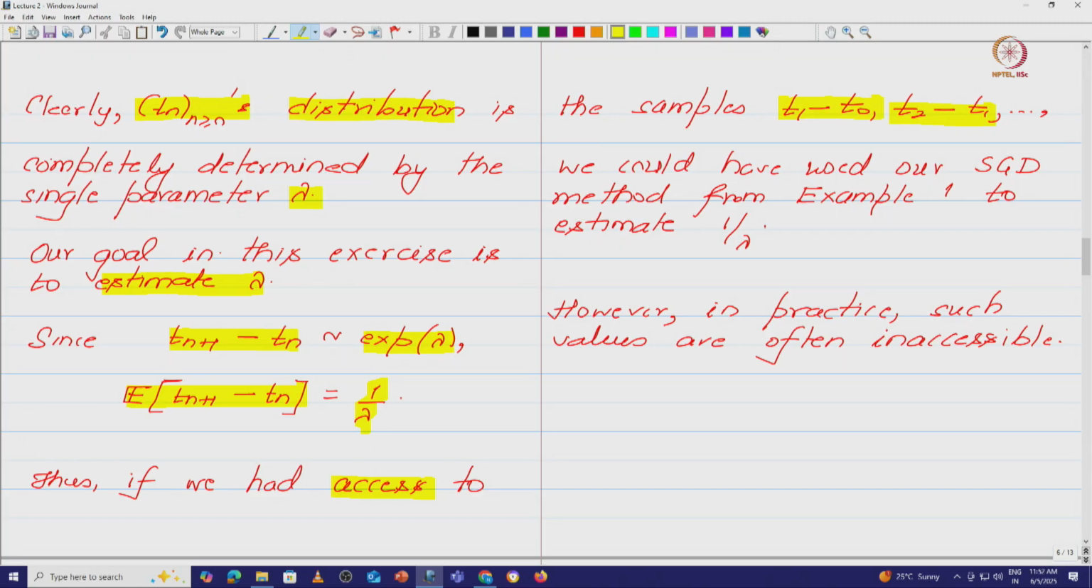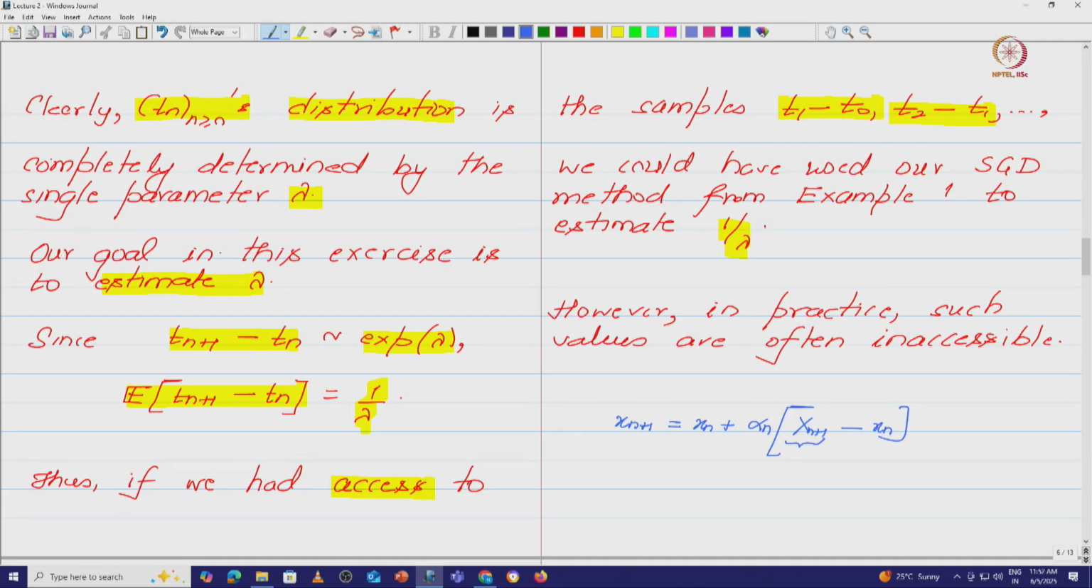So if we want to estimate 1 over lambda and we had access to T1 minus T0, T2 minus T1 and so on, then we could have used our SGD method from example 1 to estimate 1 over lambda. Once we have 1 over lambda, you can invert that and get an estimate of lambda itself. Recall that idea: computing x n plus 1 equals x n plus alpha n times capital X n plus 1 minus x n.